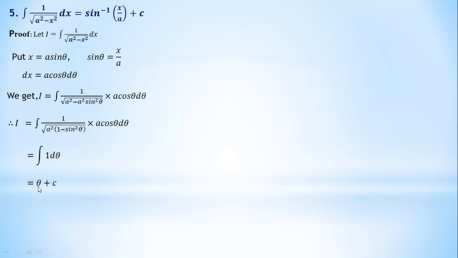Now we have to resubstitute the value of theta here. So as sine theta is equal to x upon a, theta will be sine inverse of x upon a. So hence we get the result, sine inverse of x upon a plus constant. So this is also a very important result. If you have 1 upon root of a square minus x square dx, then we get sine inverse of x upon a plus constant. So this is result number 5. Now come to result number 6.